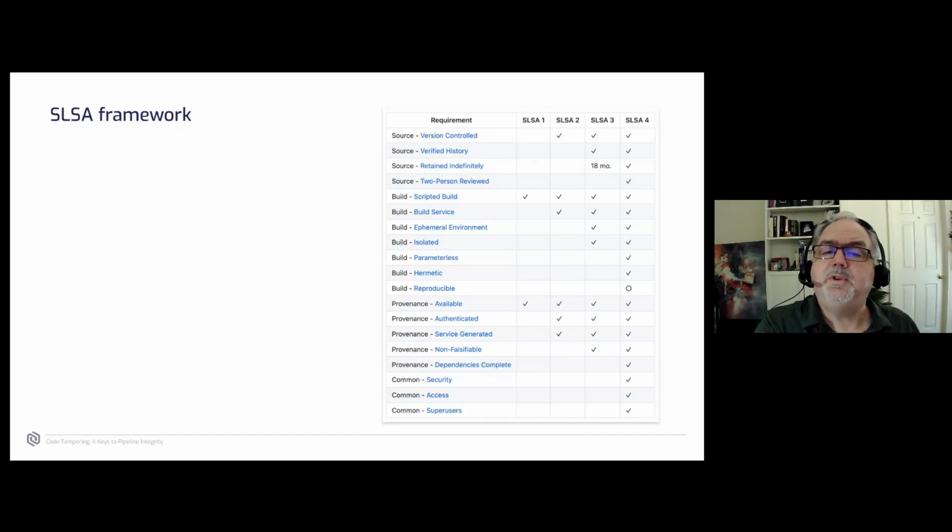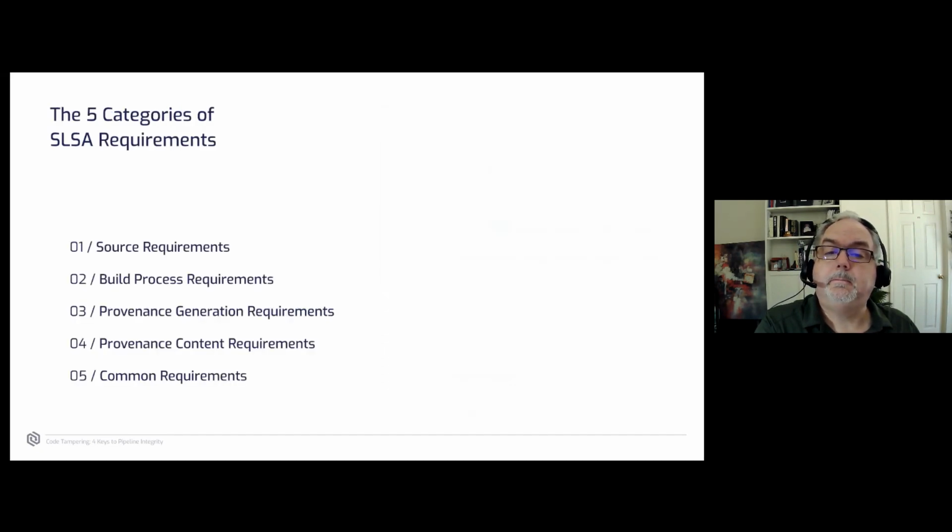The SLSA framework establishes a number of requirements, and each level corresponds to a particular set of requirements. For example, you meet Level 1 if you have a scripted build and provide provenance. The levels build on each other, and Level 4 requires satisfying all the requirements. A reproducible build is strongly recommended, but optional. Those requirements are broken down into 5 categories: requirements for source, the build process, provenance generation, provenance content, and common requirements.